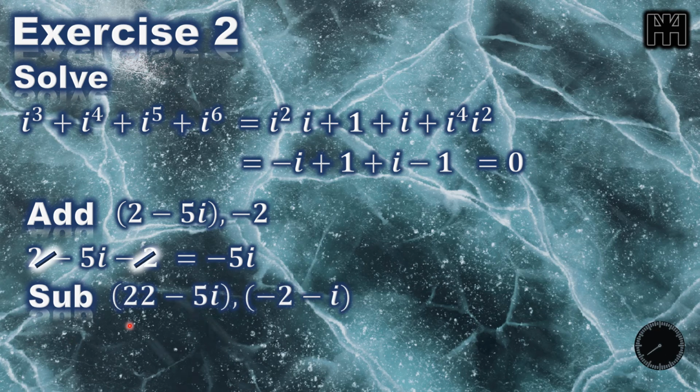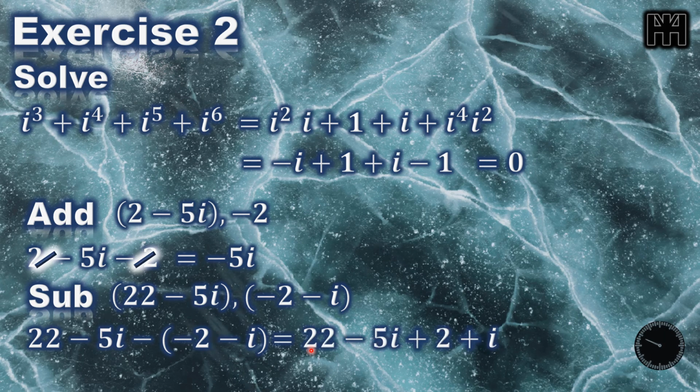Subtract 2 minus 5i and -2 and -i. Okay, 2 minus 5i minus (-2 minus i). We will multiply -2 by -1 and -i by -1. So we will have 2 minus 5i plus 2 plus i. So we will add the real parts together, 2 and 2, and the imaginary parts together, -5i and 1i. So we will have 4 minus 4i.